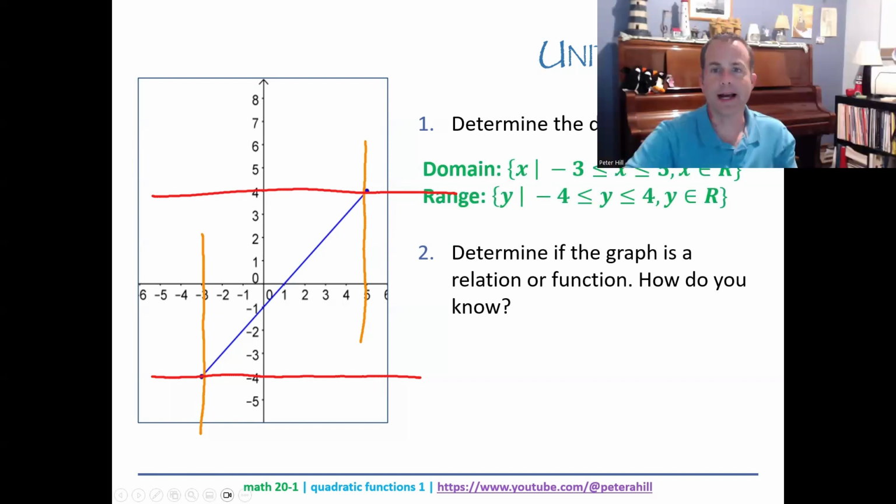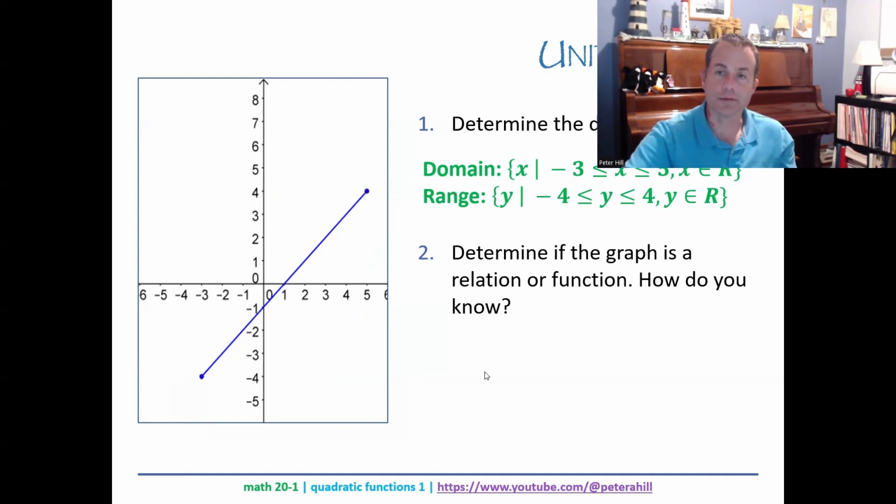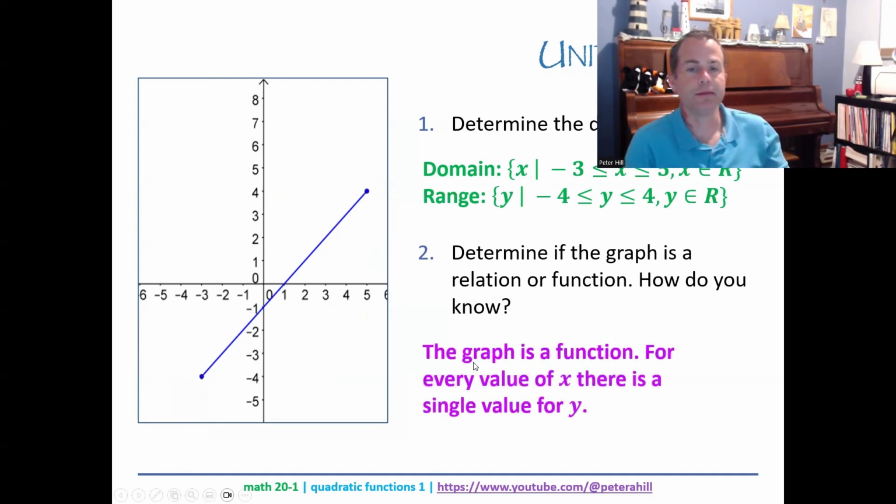Looking something like that. Okay. Determine if the graph is a relation or a function. Again, it is a function, passes the vertical line test, but my reason is for every value of x, there is a single value of y. Okay.